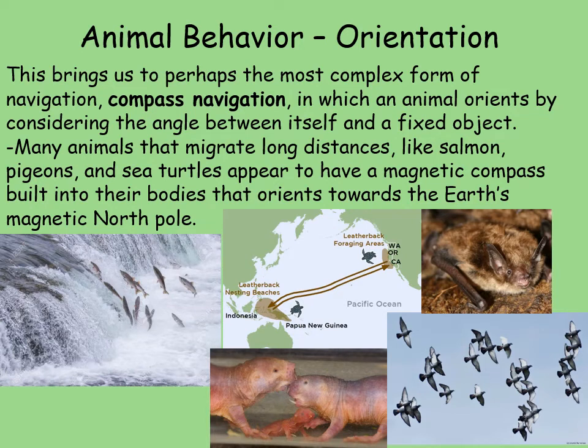A lot of animals that migrate long distances, like salmon, pigeons, and sea turtles, appear to have a magnetic compass that's built into their bodies that orients towards the Earth's magnetic North Pole. And we don't know exactly how this happens.